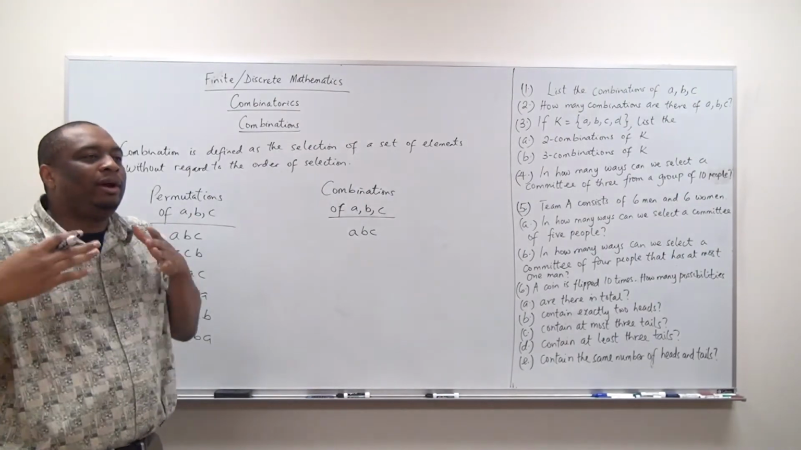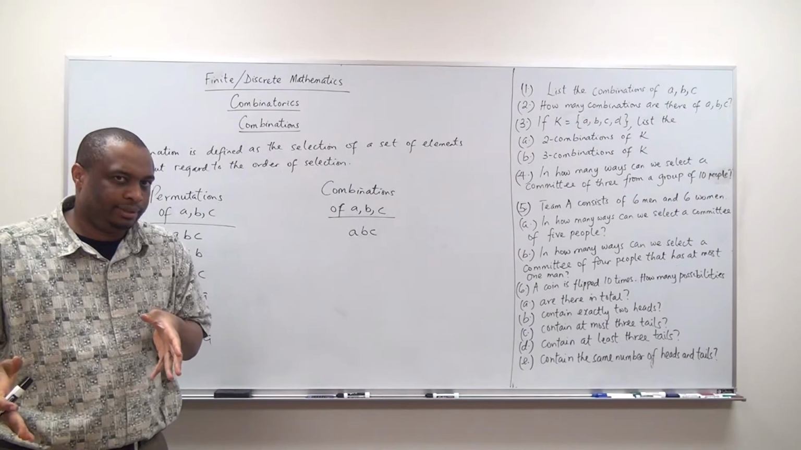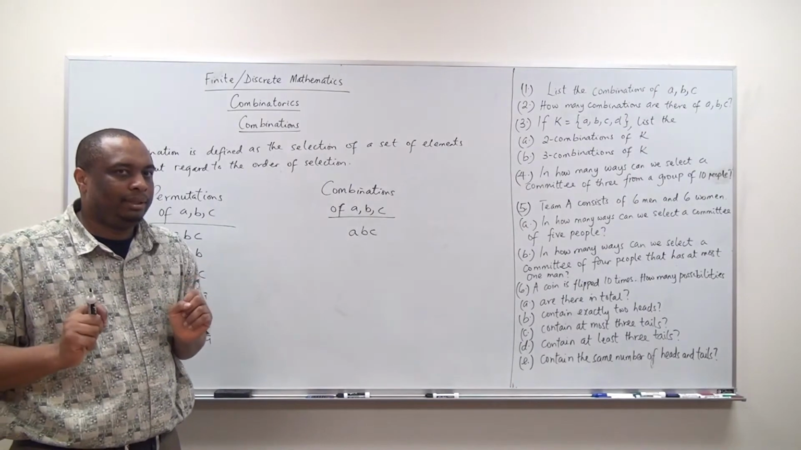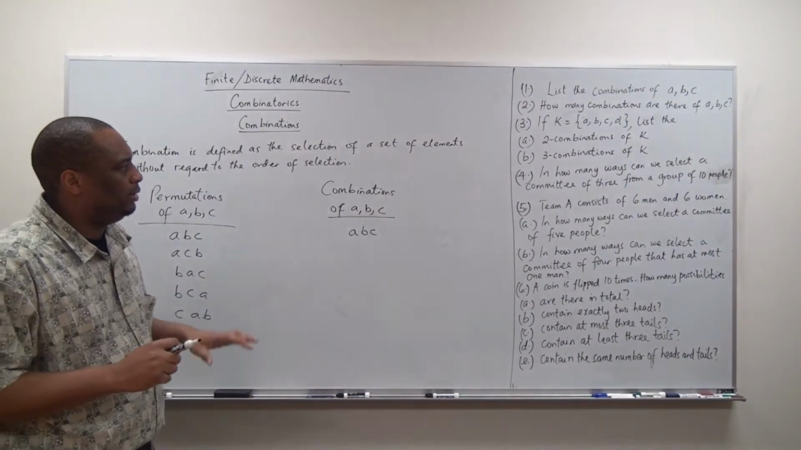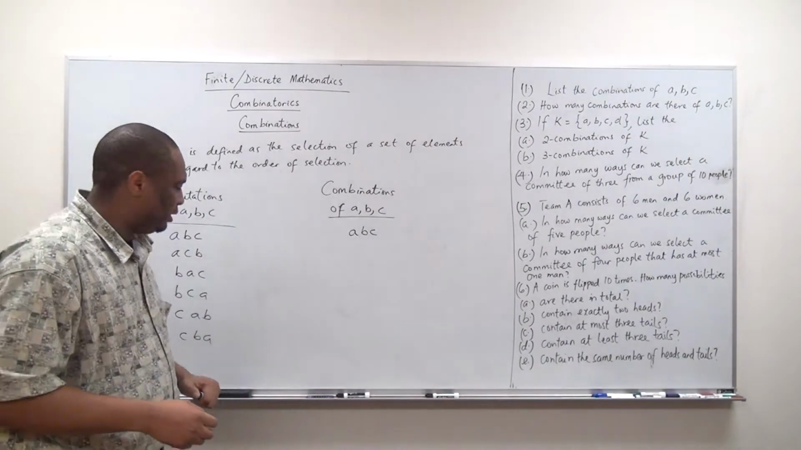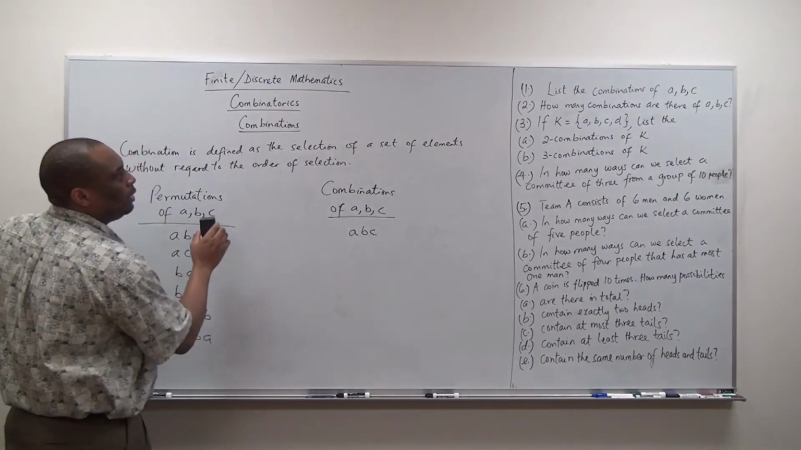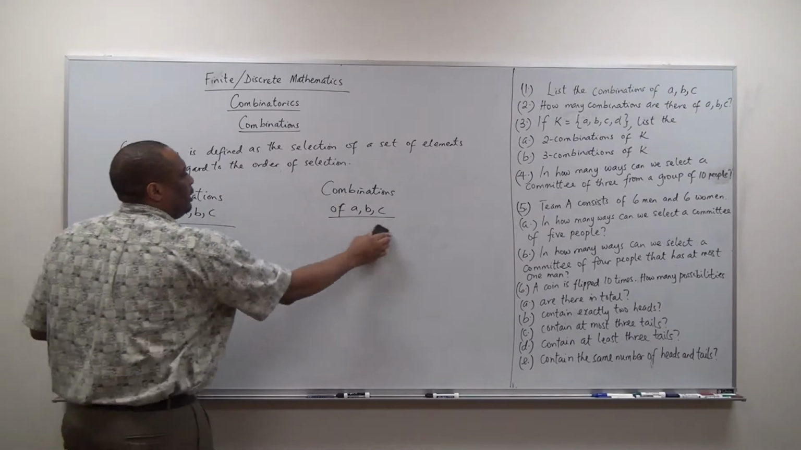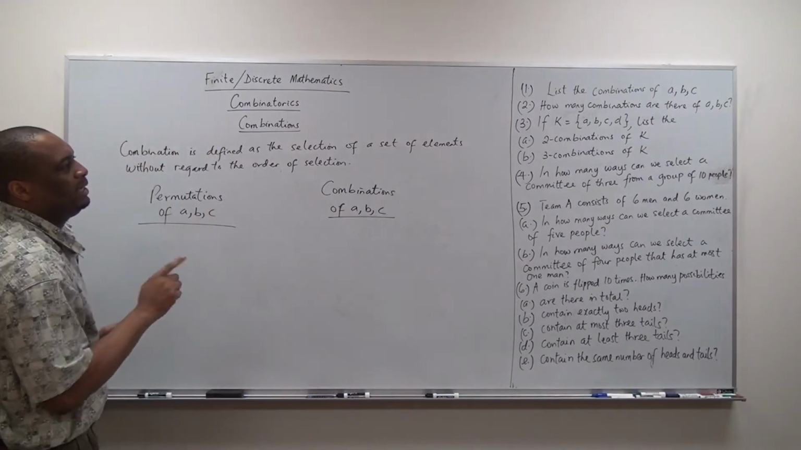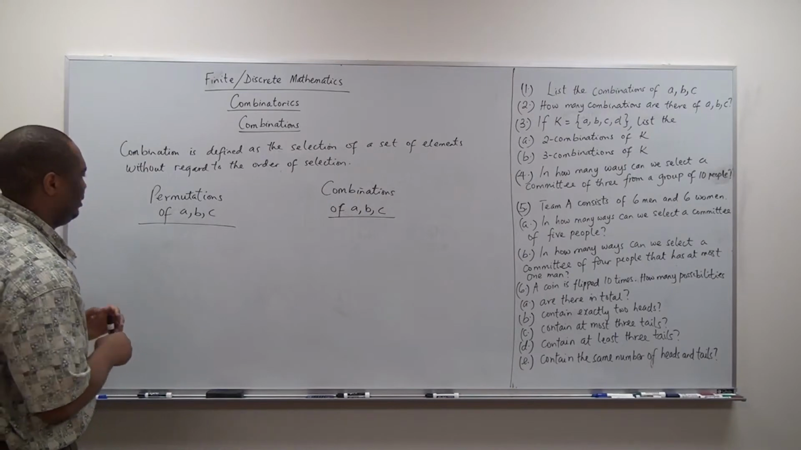You see, we don't care about the order of arrangement in combination. That's the thing about it. And later we're going to derive a formula on this. Now, let's go to the next one, number 3. If K is equal to ABCD, list the 2 combinations of K and then the 3 combinations of K.